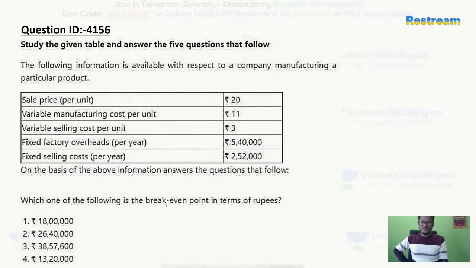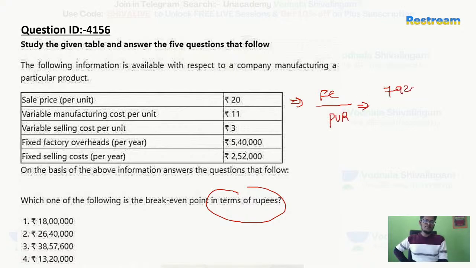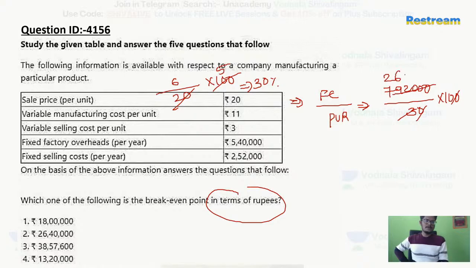On the basis of the following, what is the break-even point in terms of rupees? Fixed cost divided by PV ratio. 7,92,000 divided by PV ratio. PV ratio is how much? Contribution by sales: contribution is 6 divided by sales, into 100. So 30% will be the PV ratio. Three twos are 6, three sixes are 18, three fours are 12. So 26,40,000.